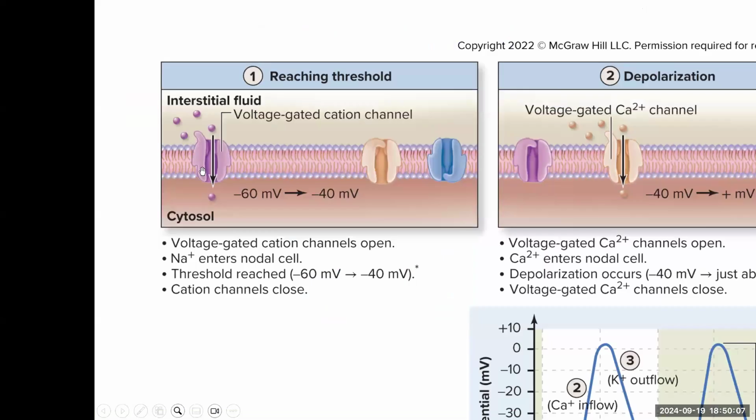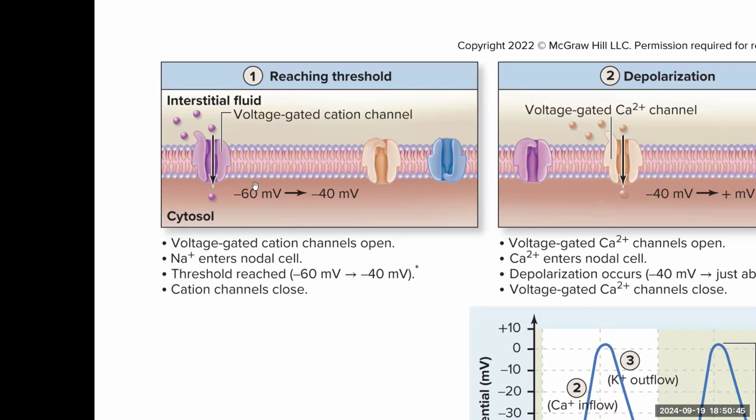All right, so step 1, reaching threshold. We're at -60. Okay, that's our resting membrane potential. This value, that's our stimulus, triggers the slow voltage gated sodium channel to open up. Lots of sodium outside the cell, not a lot inside the cell, causes sodium to enter into the cell, bringing its positive charge with it, therefore making the inside of the cell less negative, right? Does that make sense? Okay, so that's what we see here. So we go from -60 to -40. There's our threshold value, right?